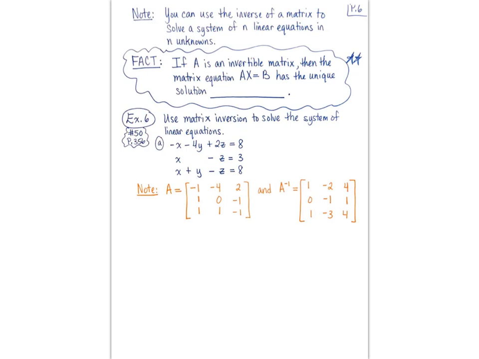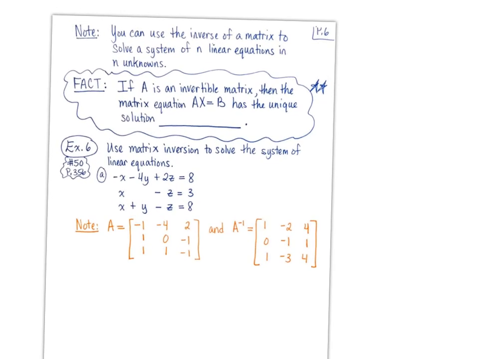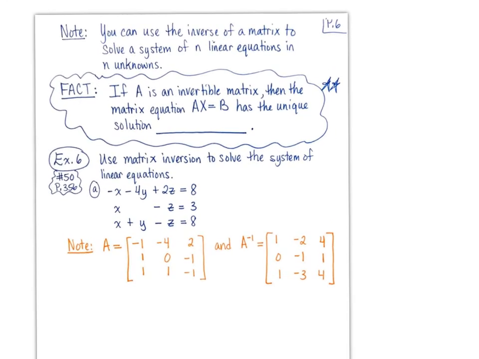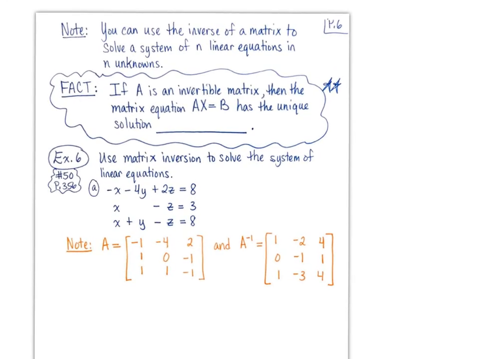Now, note that you can use the inverse of a matrix to solve a system of n linear equations and n unknowns. Okay? So a fact here: if A is an invertible matrix, then the matrix equation AX equals B has the unique solution X equals A inverse times B.